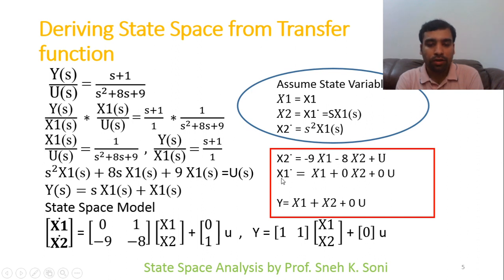Now similarly, what is x1 dot? x1 dot is nothing but x2. Right? So I can write here x1 dot is equal to, sorry, there is a correction here. x1 dot is equal to 0x1 plus x2 plus 0u. So here there is a correction, you need to write 1x2 and 0x1.